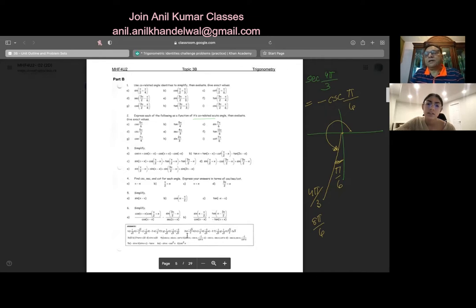Slightly complicated. So I wrote 4 pi by 3 as a double because when I divide the odd number by 4, I'm not getting a full number. So I doubled it so that in smaller angles, I get a full number, pi by 6, as my reference angle. So that is how you're going to do it.